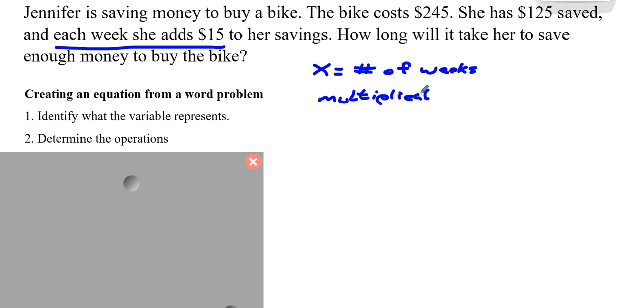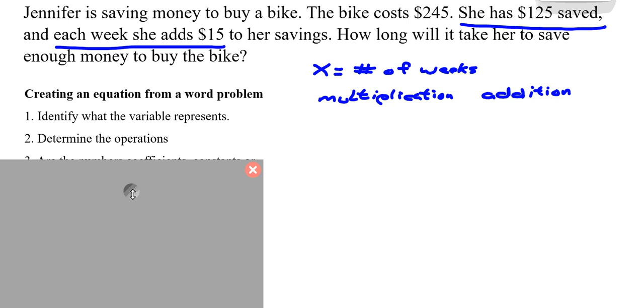And what else are we going to do? Just put yourself in the situation. We've got some money already saved. So is that money going to get more or less? Well, that number is going to increase. That amount saved is going to increase every week after we add $15 every week. So we are going to have addition as well, even though it says add, and that really got us to multiplication. So we know we're going to create a variable expression that has both multiplication and addition. We know what x represents. It's the number of weeks. Now what to do with all these numbers?